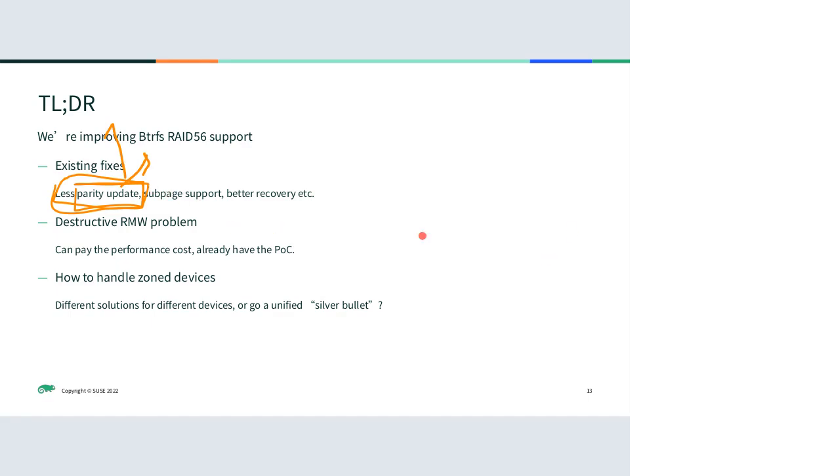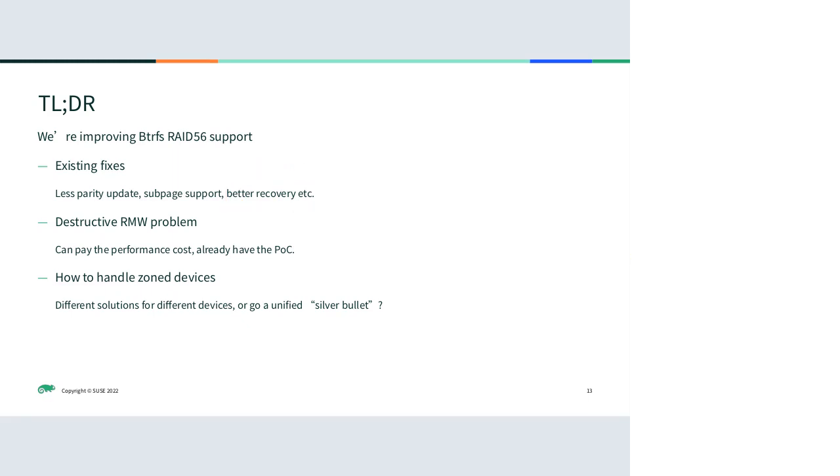And then there's the subpage support. The subpage support got merged recently, so not a big deal. And the battery recovery, this is another problem: we are using cached stripes for recovery in Btrfs, and that cached data can be incorrect. That is a pretty simple fix, so I'm not going to mention much.